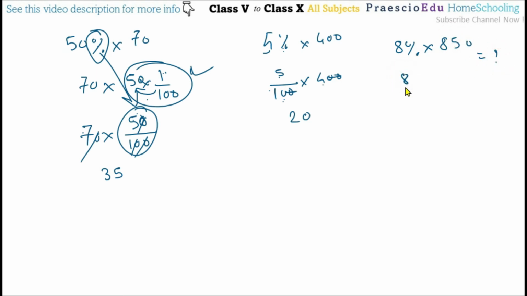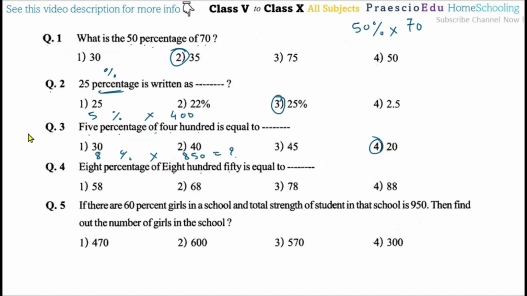So 8% means 8 by 100 multiply by 850. Okay, so this 0 gone, this 0 gone. So 5 2s are 10, 5 1s are 5, then 15, 5 3s are 15, 5 7s are 35, 2 1s are 2, and 2 4s are 8. So 4 multiply by 17. So 4 multiply by 17 is 68, and 68 is given in our option number 2.